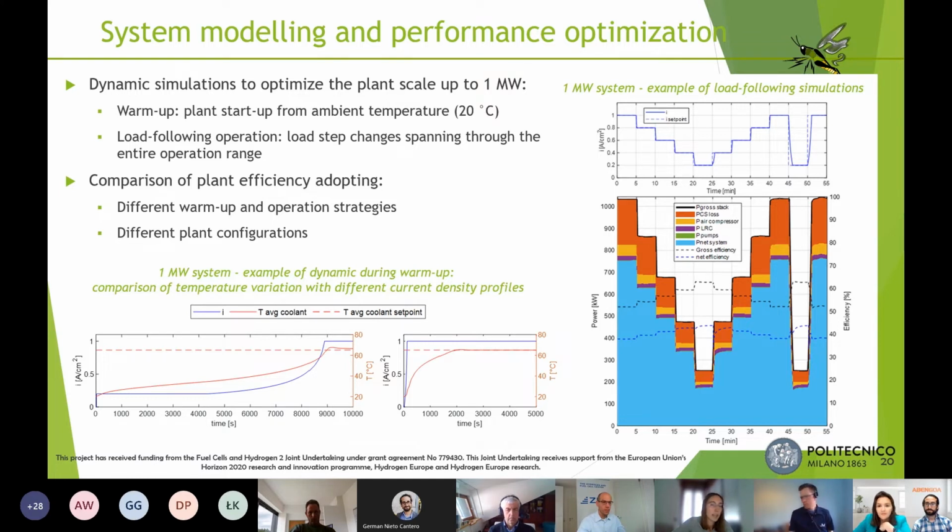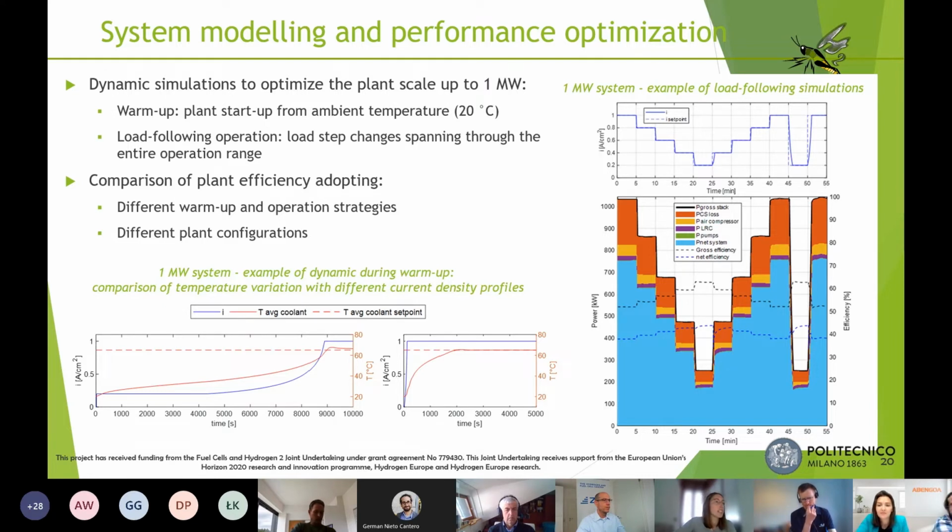For example, the simulation has shown the importance of the choice of the warm-up strategy because the current set point of the stack affects the warm-up time. For example, in the figure that you see in this slide, you can see that with higher current density, that is the plot on the right, the stack temperature reaches the set point much faster.